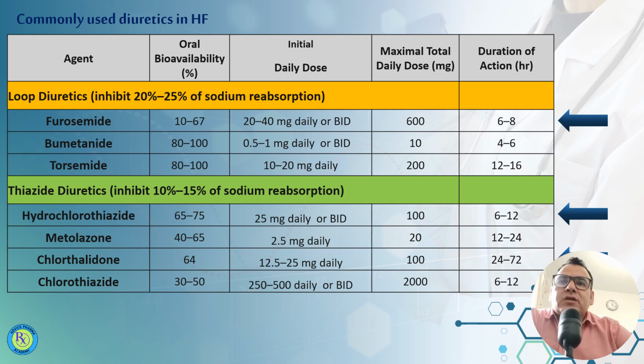For thiazide diuretics, there are hydrochlorothiazide, metolazone, chlorthalidone, and chlorothiazide. Hydrochlorothiazide, like Esidrex, and chlorthalidone are very commonly used, and chlorthalidone has the benefit of a long half-life, 24 to 72 hours. So it can be used only once daily. This is a very high benefit and a very effective diuretic. So from thiazides, very commonly hydrochlorothiazide and chlorthalidone.